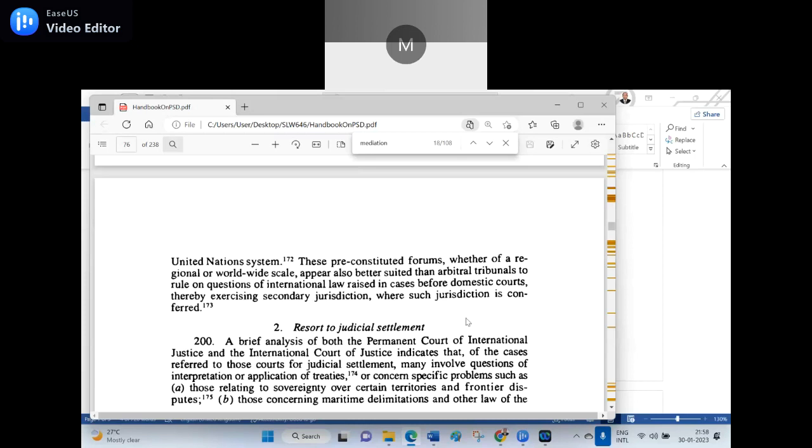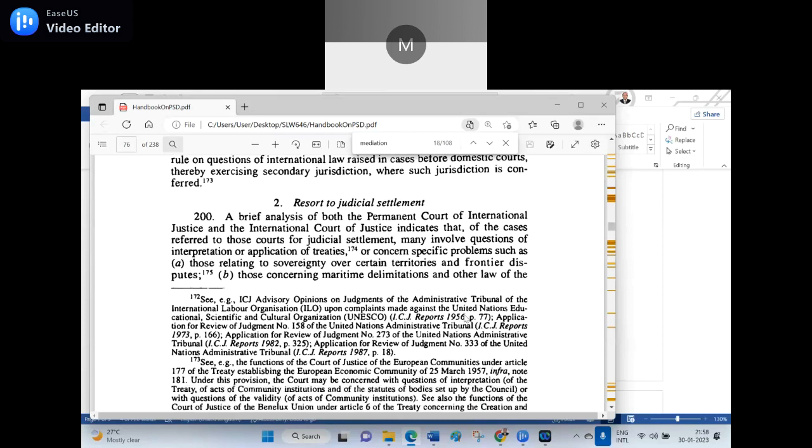But the International Court of Justice will do judicial business as well as act for the administrative tribunal. It could act with quasi-judicial jurisdiction also under the UN Charter. So that is what I want to impress upon you. So, resort to judicial settlement.